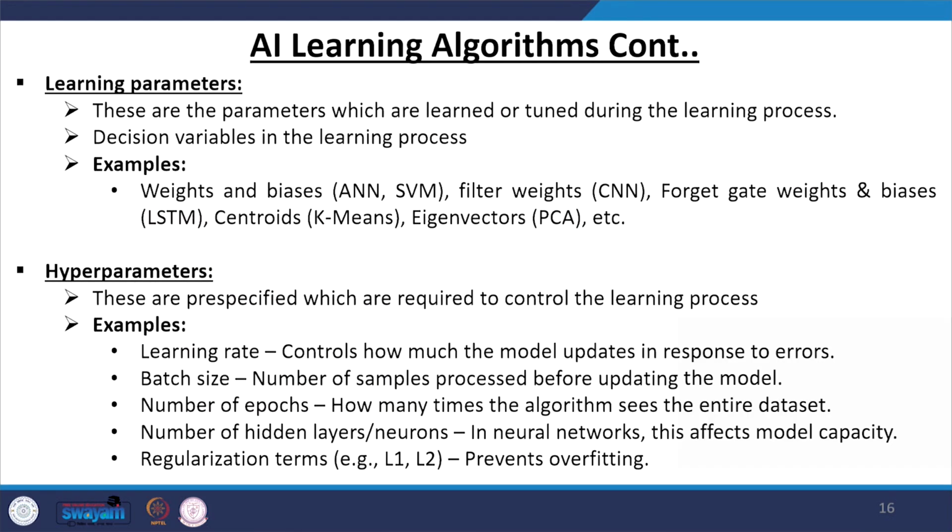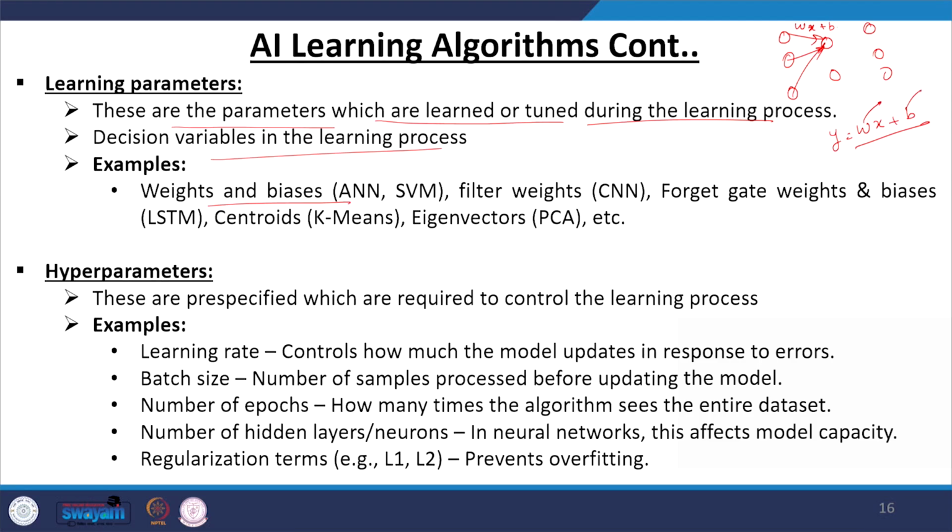So, what are the AI learning parameters? Your learning parameters are the parameters which are learned or tuned during the learning process. That means, those are your decision variables at the time of training that you are actually tuning. So, decision variables in the learning process: weights and bias for the ANN. If you have this kind of an architecture for ANN, we know that every time we have a weight plus bias, that means the output of each node is some weight multiplied with the input plus some bias value.